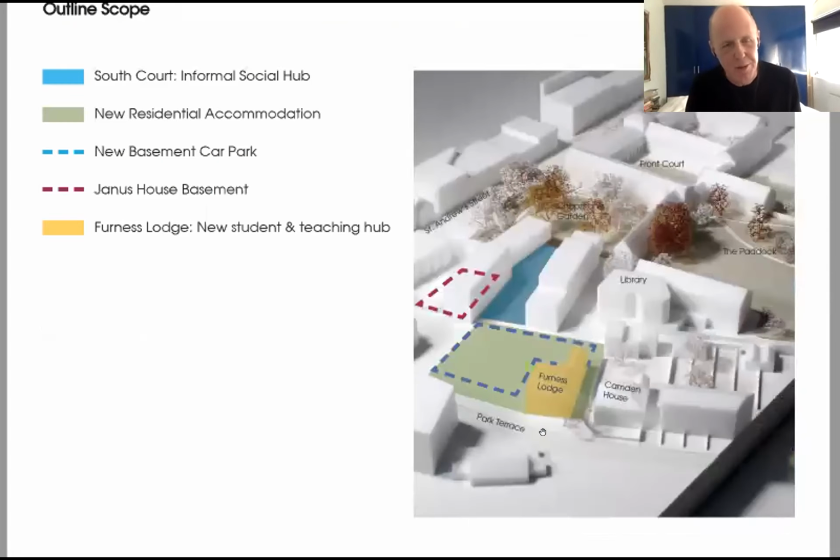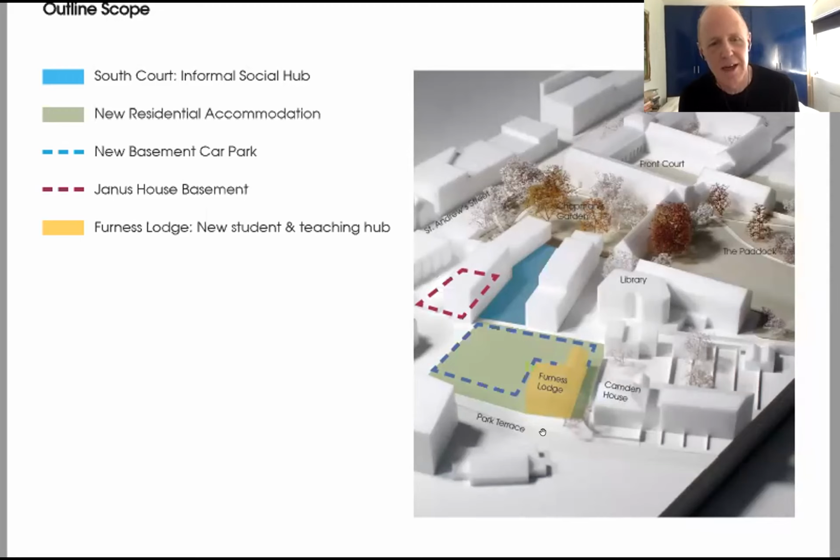In terms of the scope of what we're doing, as I said, it's a scheme very much of a number of discrete but interlinked parts. So in South Court, picked out in blue, we're creating a major new landscape space and a new social hub for the college. This is, in many ways, could be seen as the most important space of the whole scheme. It's the kind of environment that isn't provided by traditional college buildings. It's an informal, social and learning and study environment, a kind of cafe type environment, which is shared by all college members.